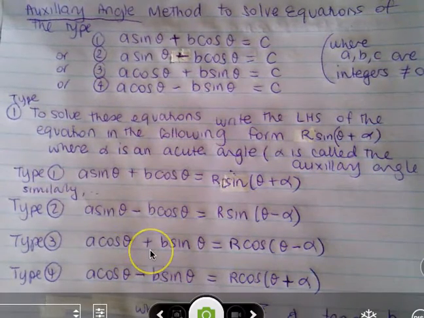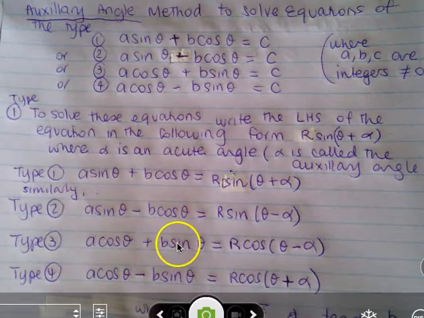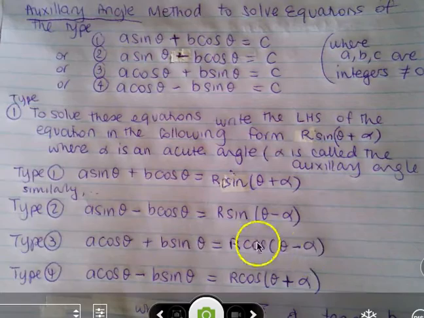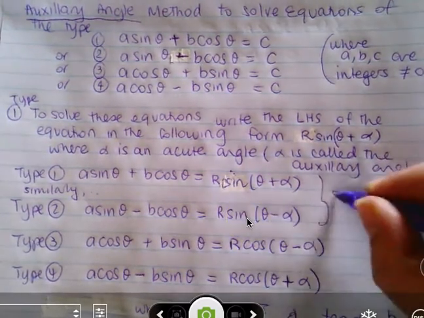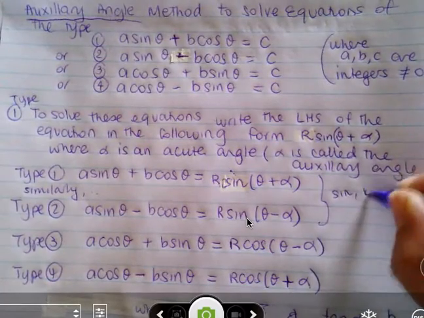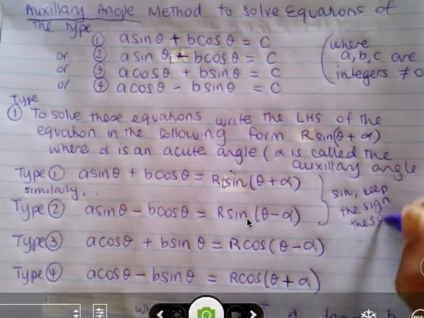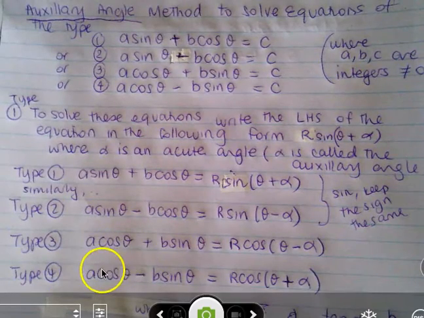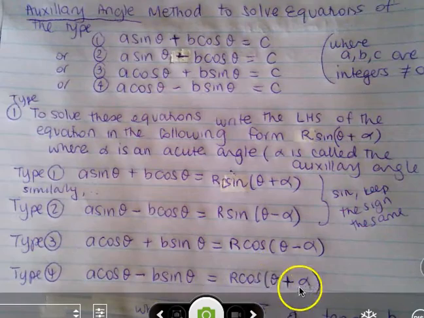You could be asked to do one like the third type where the cos is written first and the sine is written second. Notice the cos is out the front, but the sign is different, theta minus alpha. Remember with sine, keep the sign the same. And if for sine you keep the sign the same, then for cos the sign's different. And the last type where cos is first minus sine, cos is out the front here, theta plus alpha.